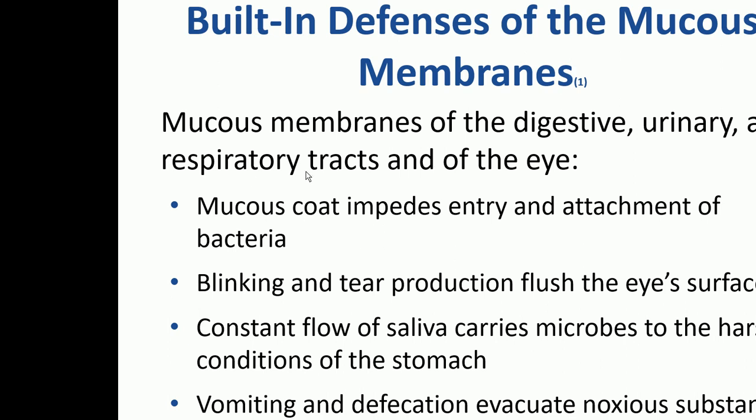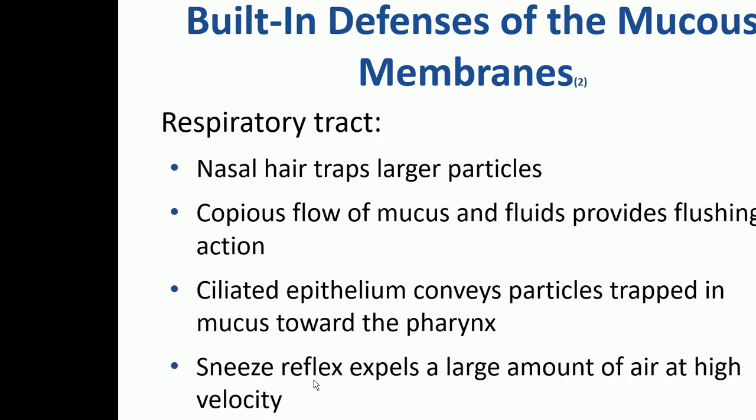The mucous coat impedes entry and attachment of bacteria. Blinking and tear production flush the eye surfaces. Saliva also carries microbes to the harsh conditions of the stomach, where the pH is very low. All these are first line of defense mechanisms. Vomiting and defecation also remove microbes from the body.